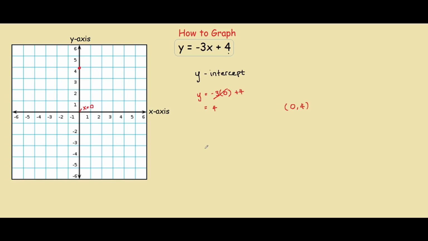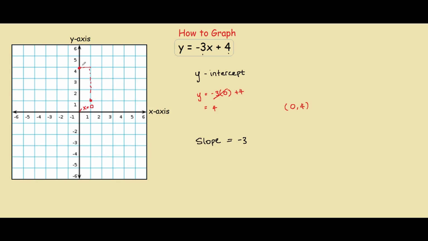The second point on our line, we'll be looking at the slope of the graph. And for the slope, we look at this number over here, the negative 3. We always look at the number before the x to find the slope. This negative 3 means that for every single one horizontal unit we go across, we go down negative 3, so 1, 2, 3. So this would be our second point.